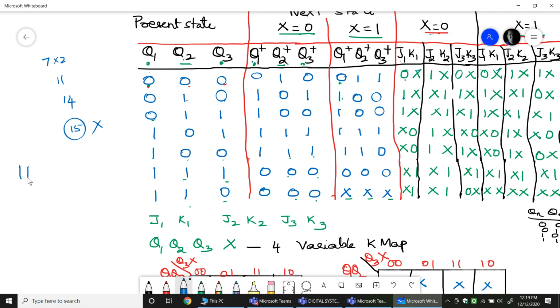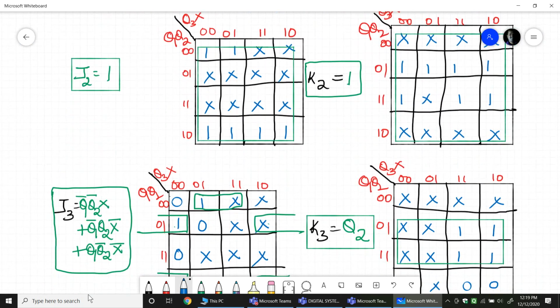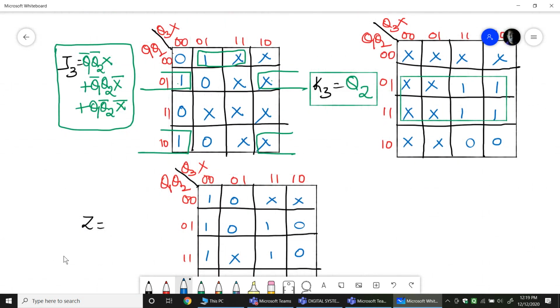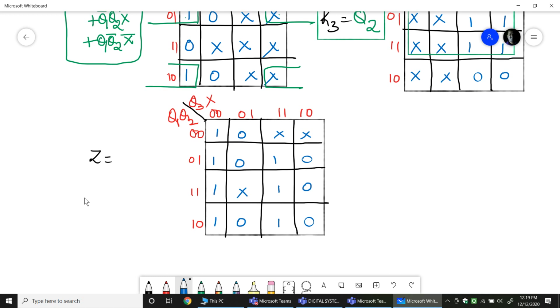I think all 1 is also there. 0 0 0 0 0 0 0 1, so I think one of the conditions is not there. Which one is that? 0 0 1 1 is there. Yeah, 0 0 1 1 is not there. That is the reason why we have put the don't care for that. I think 0 0 1 0 is also not there.